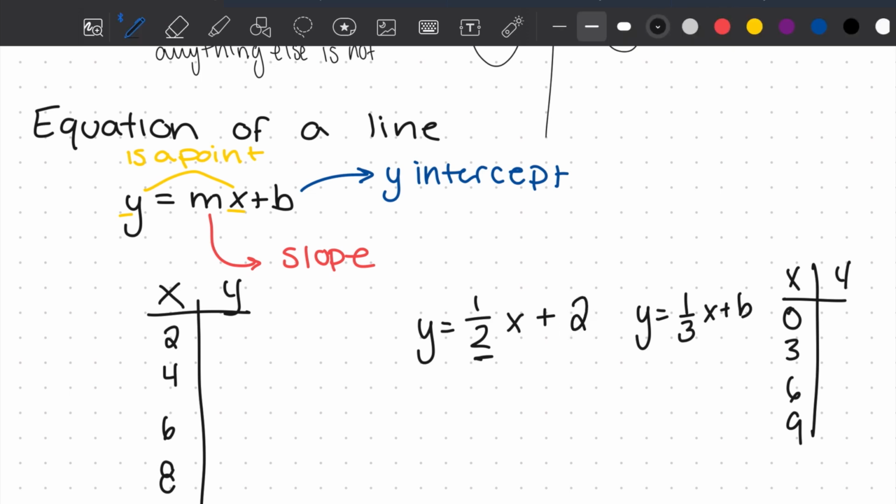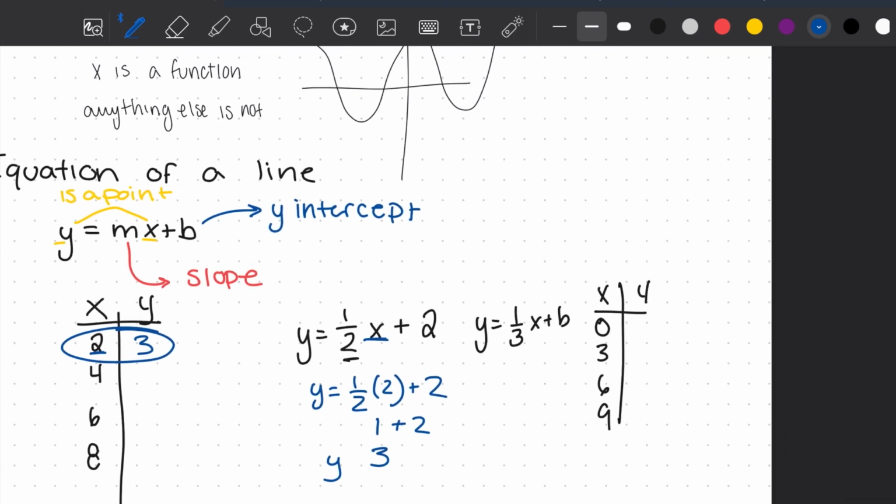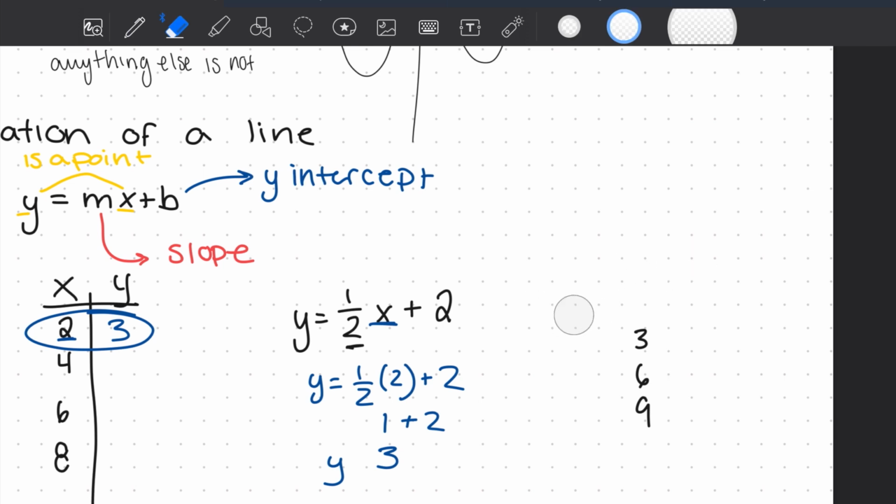So let's just say this is 1/2 x plus 2. When I go to solve it, I'm going to plug in my x value into this spot here. So I'm going to say y equals 1/2 times 2 plus 2. So 1/2 times 2 is just 1, plus 2 is 3. So y equals 3. And I'm going to solve for each of those points, okay? Once I've solved for this point here, I can put it onto a graph. So I'm going to erase this one here so I can start to graph this out.